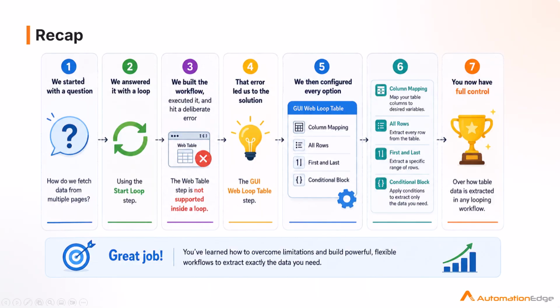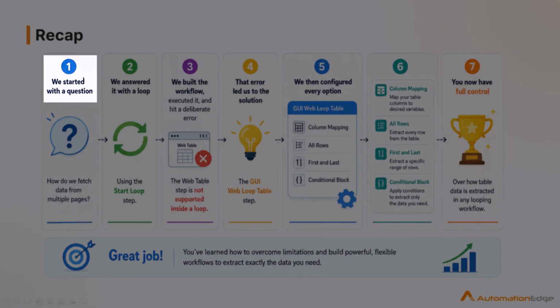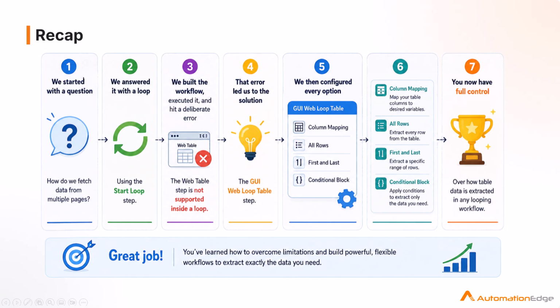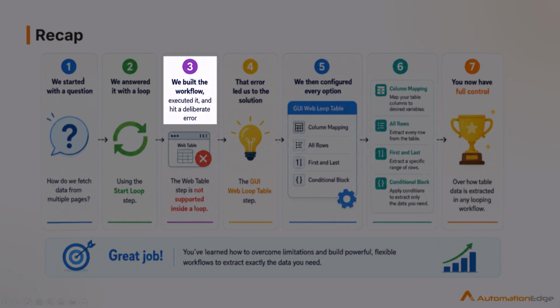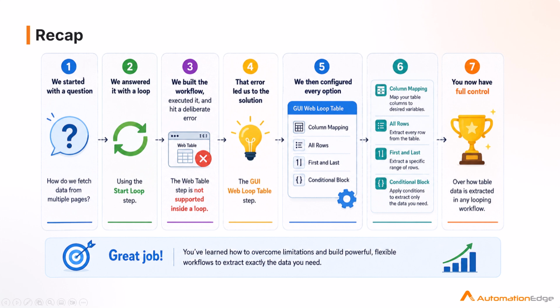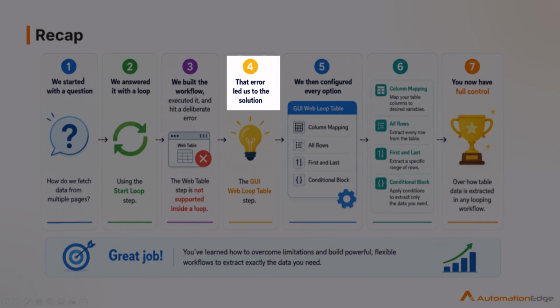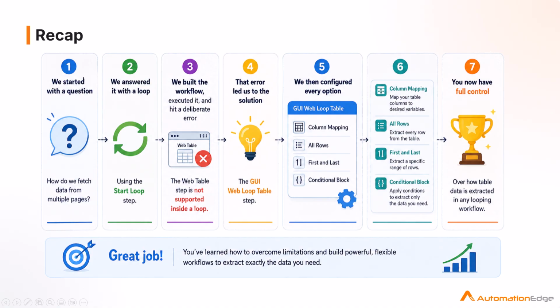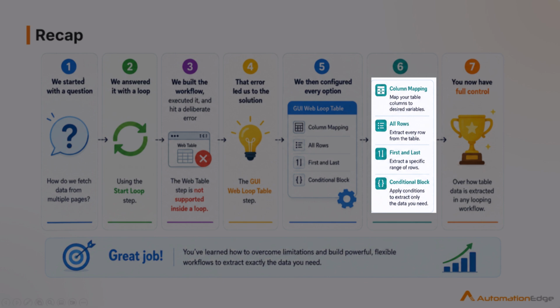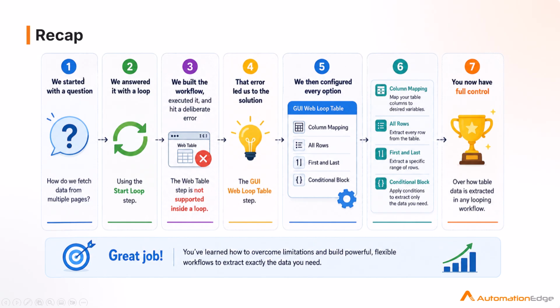Let us quickly recap the journey we went on today. We started with a question. How do we fetch data from multiple pages? We answered it with a loop, using the start loop step. We built the workflow, executed it, and hit a deliberate error. The web table step is not supported inside a loop. That error led us to the solution, the GUI Web Loop Table step. We then configured every option, mode, column mapping, all rows, first and last, and the conditional block. You now have full control over how table data is extracted in any looping workflow.